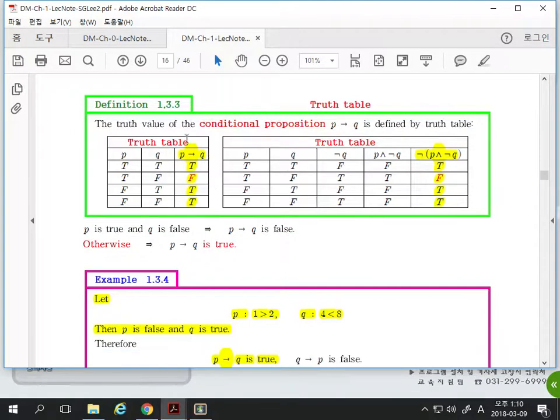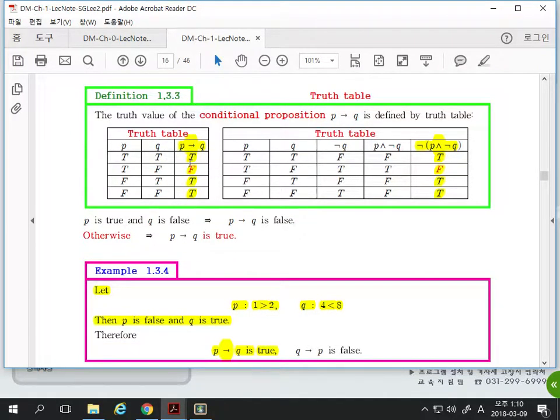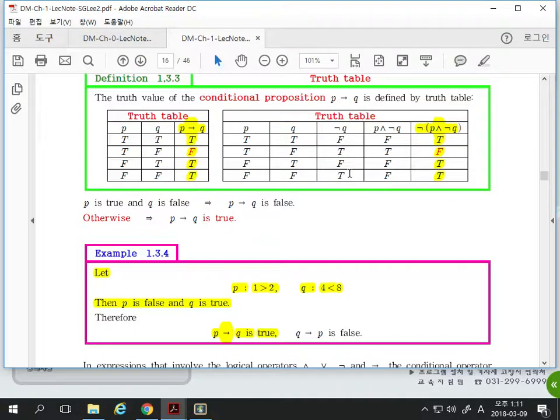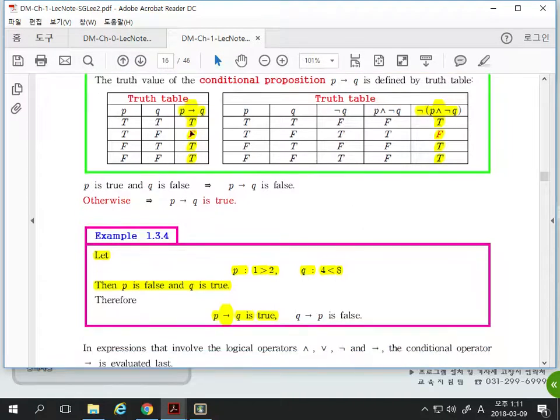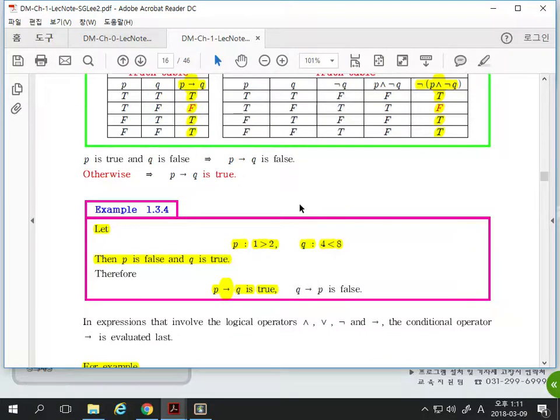Here is a truth table. They are equivalent because of this truth table. P implies Q has T F T T, like this. But not P or Q has the same truth values, T F T T. If two sentences have the same truth table, then we call these two sentences equivalent. So this is a way to show whether two propositions are equivalent or not, by making the truth table of those two propositions.